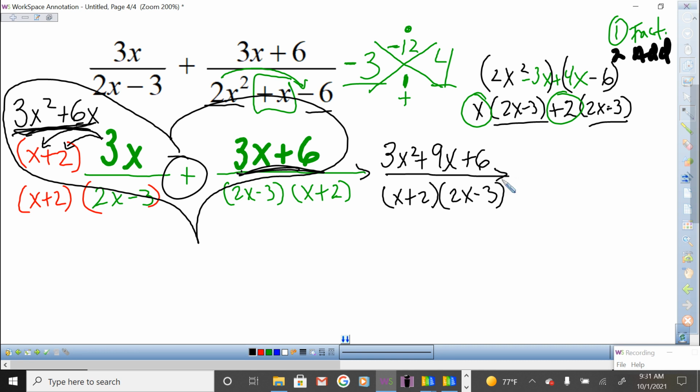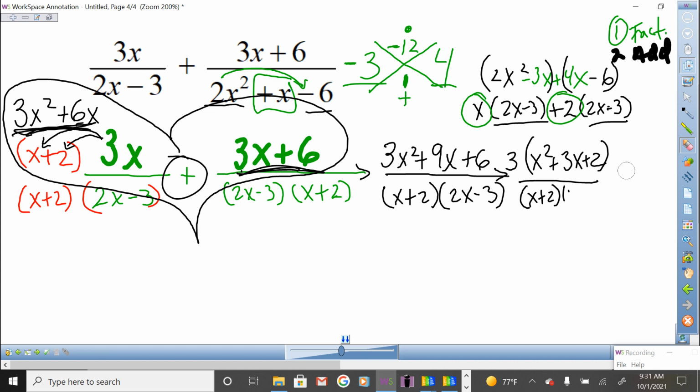Whew, yeah, I like this one. Alright, look at it. Are there any giant ones? We can't, Mr. Q, we need to factor this one. So your brain is trying to tell you what to do here. GCF is 3, that leaves us with x squared plus 3x plus 2. Bring this over, x plus 2, x, 2x minus 3.